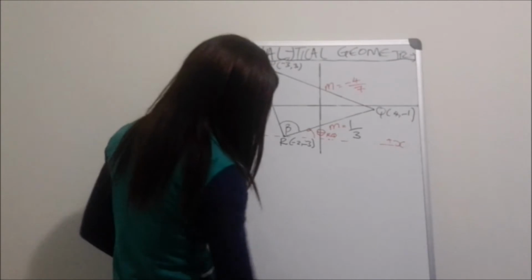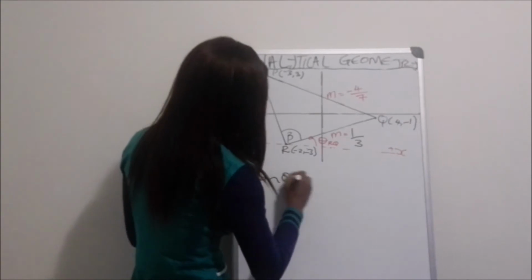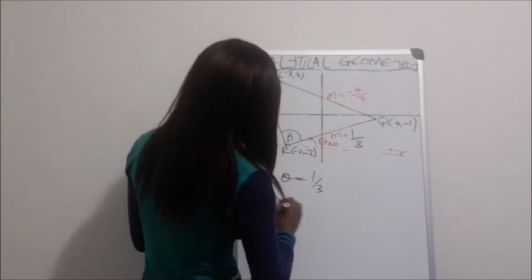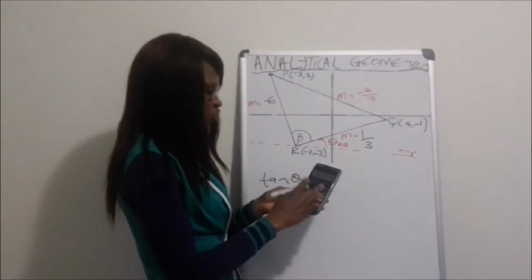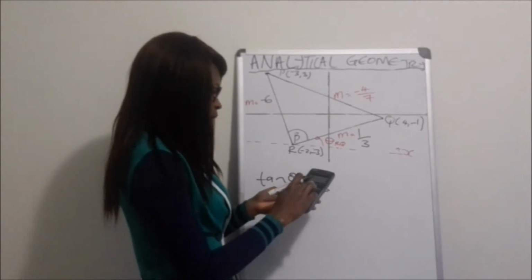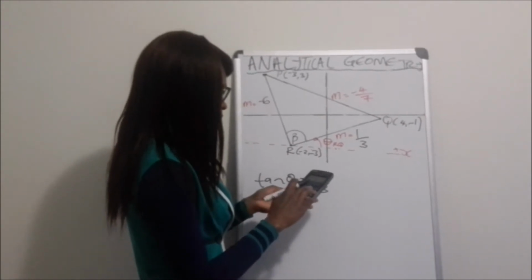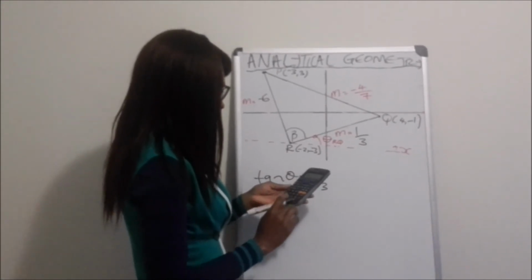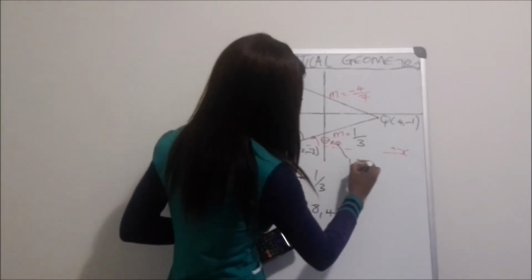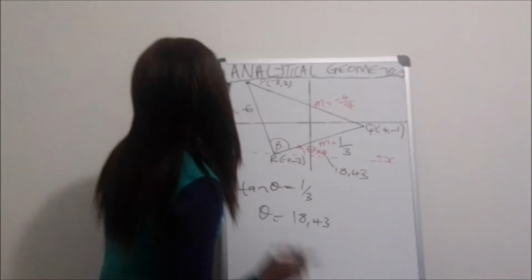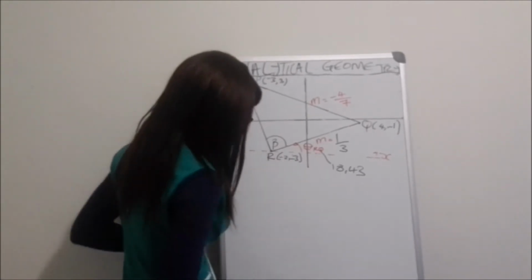To find this angle, we use the gradient. We have tan theta equals the gradient, which is 1 over 3. Then our theta, remember, you have to press shift tan 1 over 3. And then we have 18.43. This is the angle of inclination, which is 18.43. After that, we have to find the angle of inclination of line PR, which is this line here.